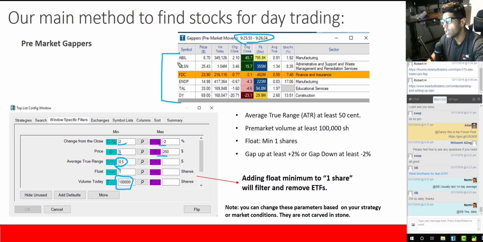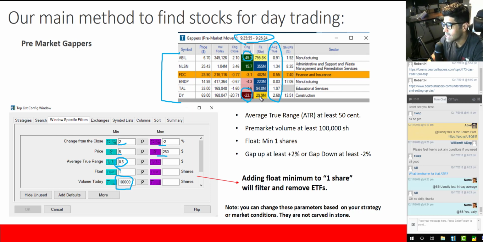So we don't need to look too much at a stock that has gapped up 45%, or a stock that has gapped down 23%. We have the whole range of them, and we can actually get a lot of information in there. What's the average true range? The higher, the better, because we are looking for volatility. And then we also get information about the float.